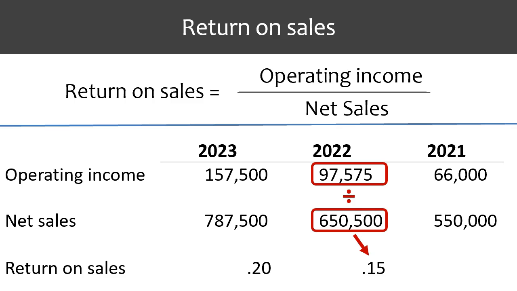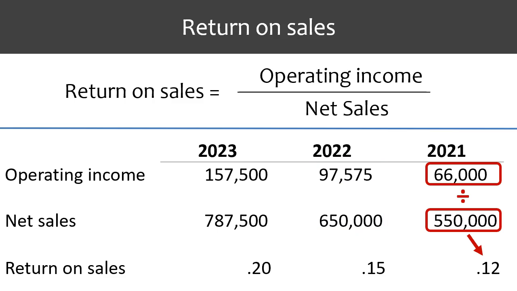For 1 year earlier, the return on sales ratio is 0.15, which is the operating income of $97,575 divided by net sales of $650,500. For the earliest year, the return on sales is 0.12 or 12%, which is calculated by dividing the operating income of $66,000 by the net sales of $550,000.